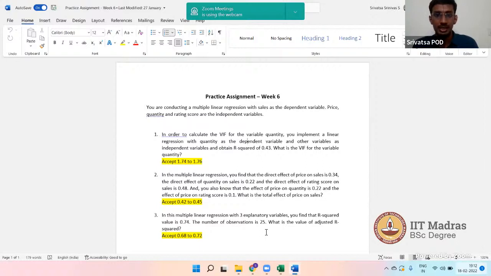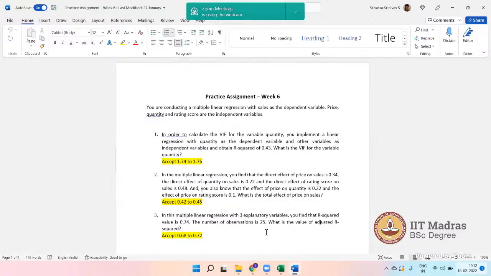I think somebody has raised a hand. Yes, go ahead. Yes, sir. I wanted to know whether the value of R squared plays a role in deciding whether a model is significant or not. R squared doesn't play a role for significance. You look at the p-value or the F-statistic corresponding to every variable. That's what you look at.